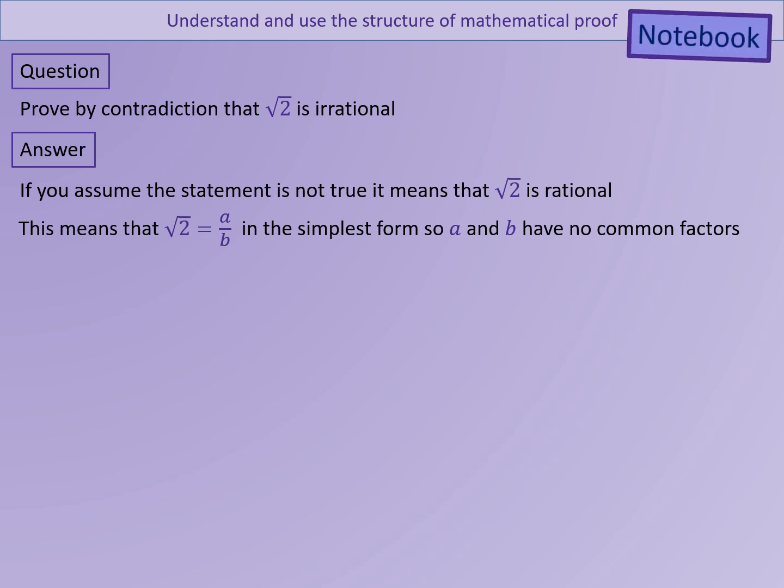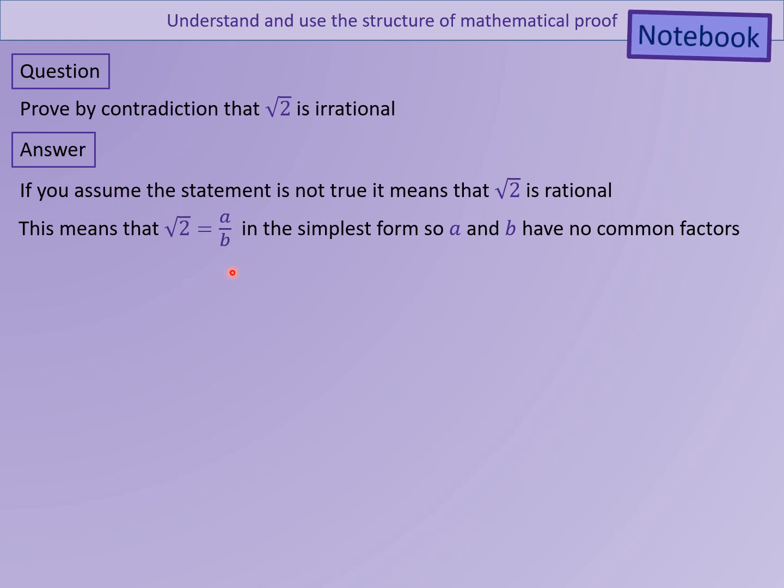So an example of that could be that a equals 1 and b equals 2. Therefore, it's a half. What you wouldn't have is a equaling 2 and b equaling 4, because they have a common factor. It's not the simplest form. Okay, so my statement has to be to that effect. And of course, any fraction can be written down into its simplest form.